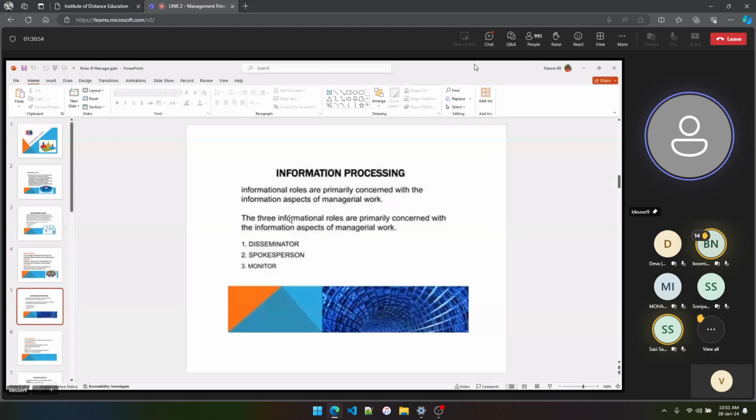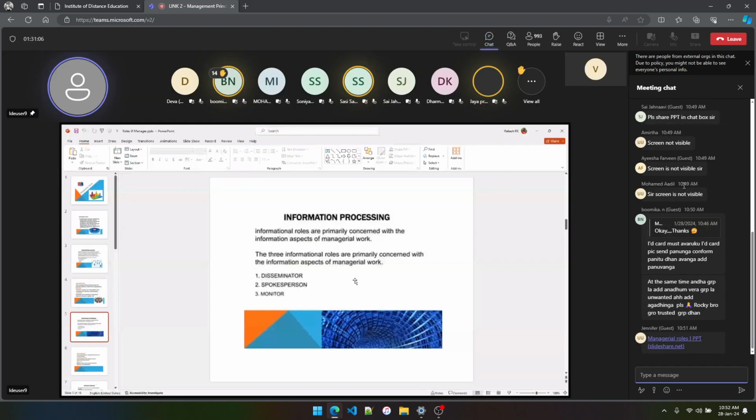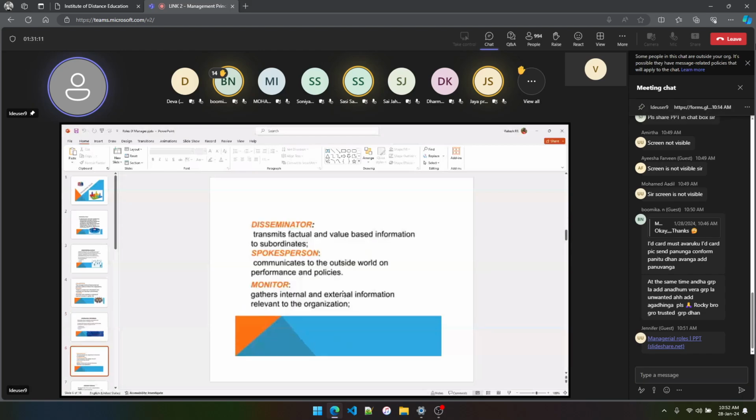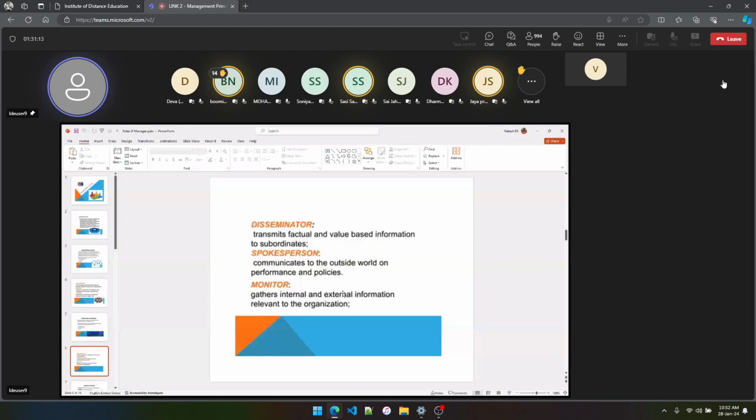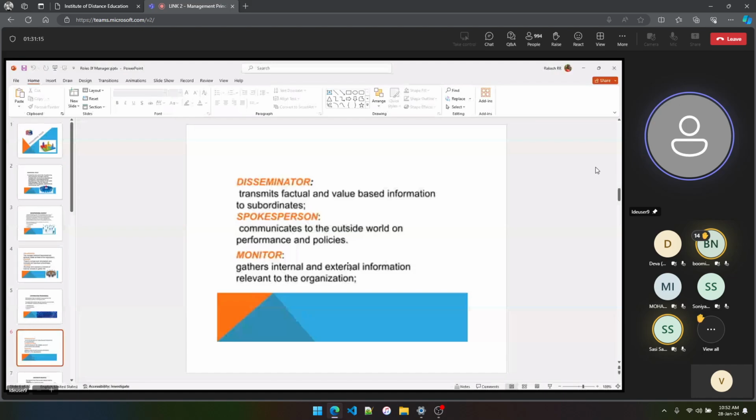Next role, the informational role, which is information processing. Information roles are primarily concerned with the information aspects of managerial work. The three information roles are disseminator, spokesperson, and monitor. The disseminator transmits factual and value-based information to subordinates.